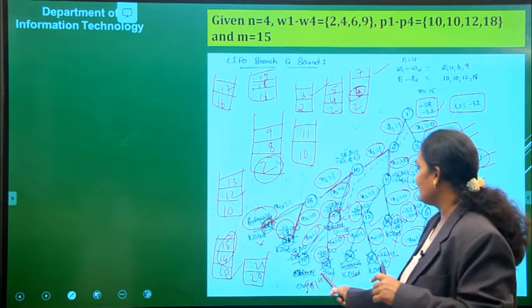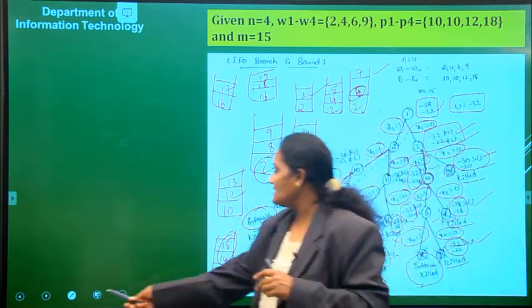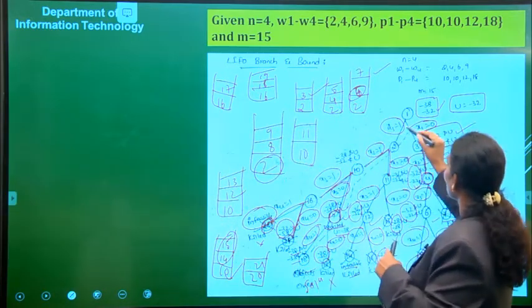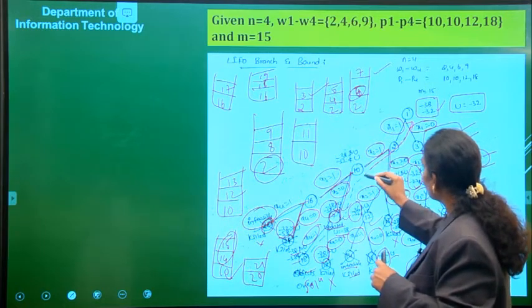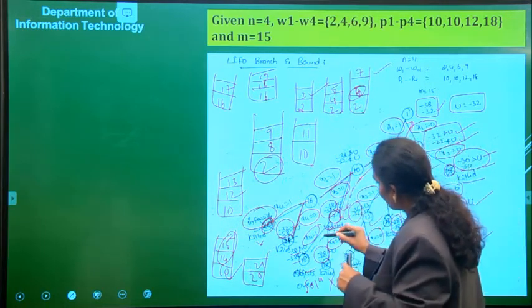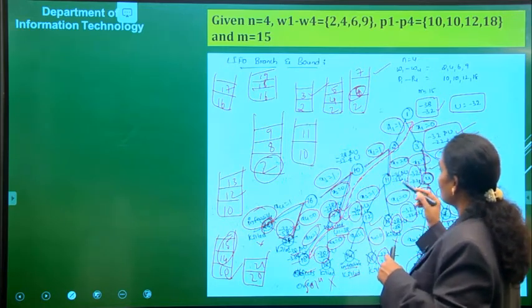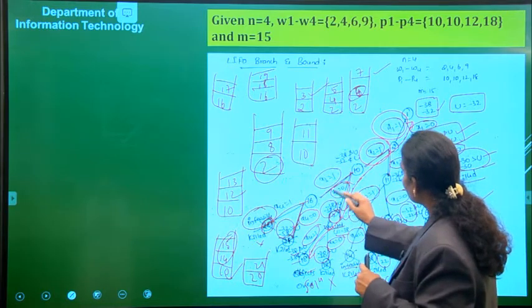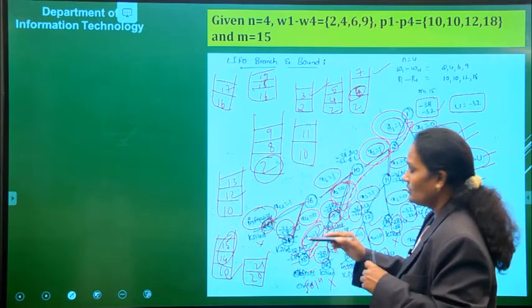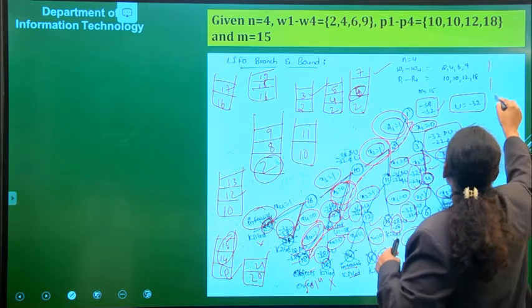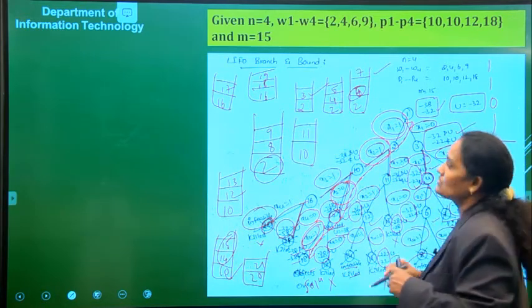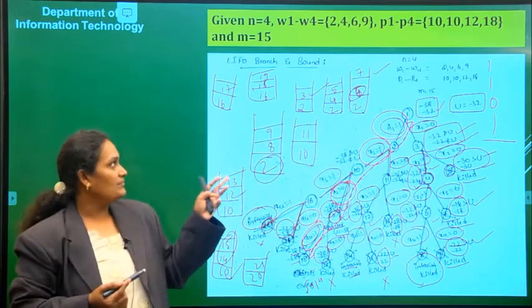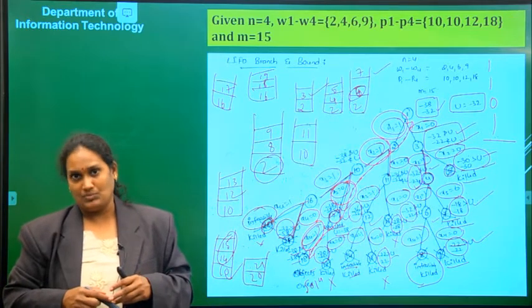So finally, we will get the solution here only. Now, what is the path on which we get the solution? This is the path. In this path, we are getting the solution. Let us see the values in this path: x1 1, x2 1, x3 0, and x4 1. That is 1, 1, 0, 1. It is the same solution that we obtained for LC and for FIFO. Here also we obtained the same solution for the given problem.